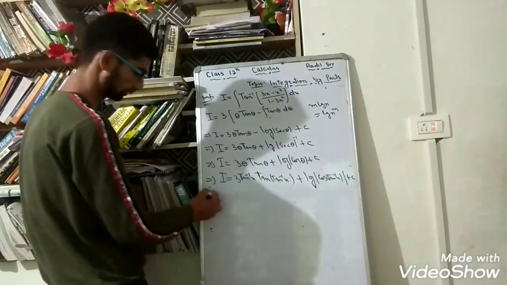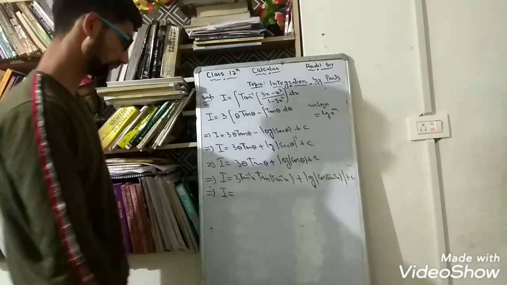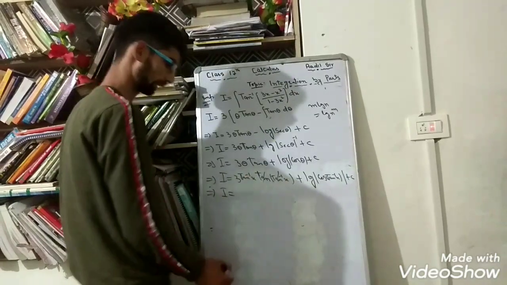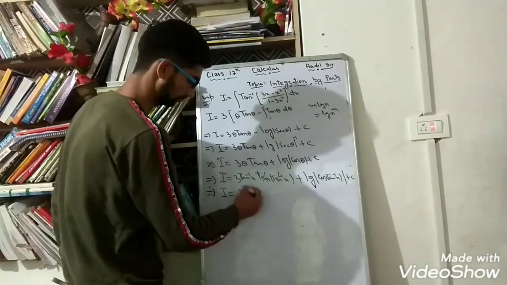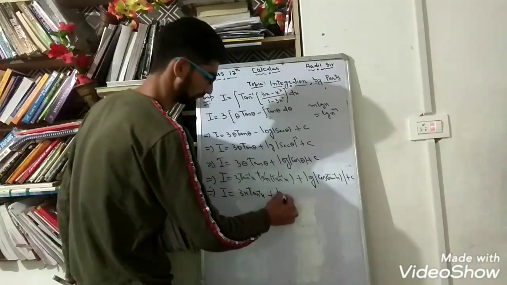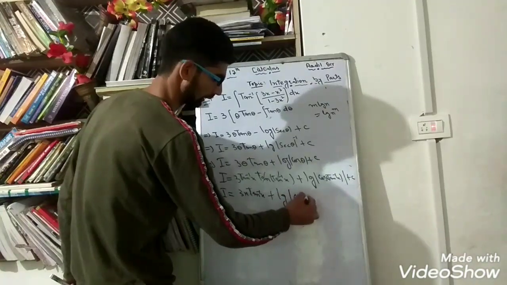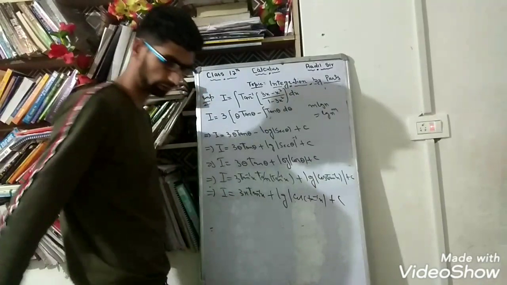This is further equal to, tan and tan inverse will get cancelled, 3x tan inverse x plus log of cos of tan inverse x plus c. This is your answer.